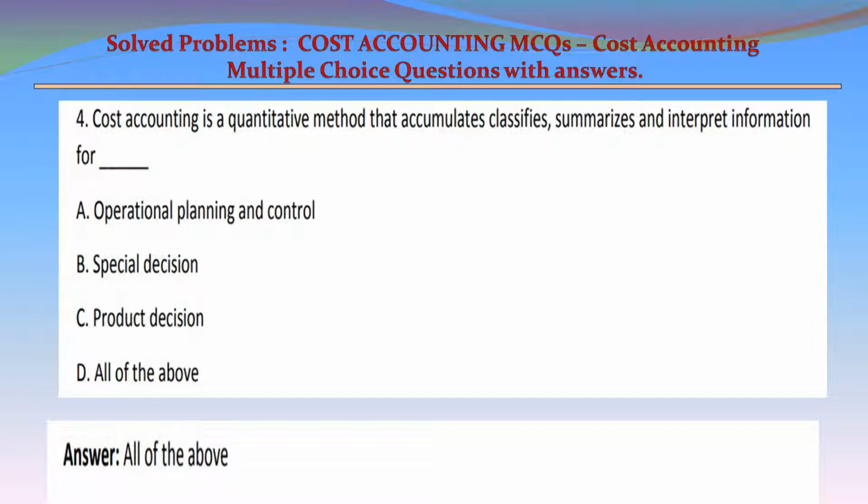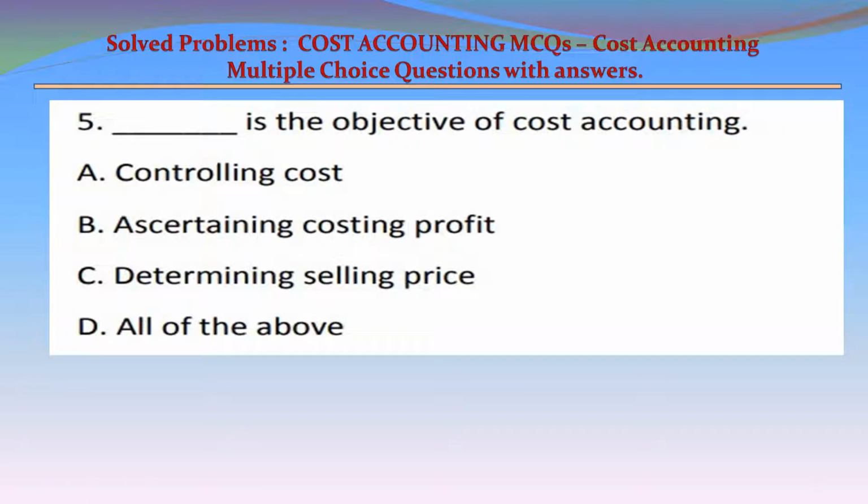Answer D. All of these. 5. Dash is the objective of cost accounting. Options A. Controlling cost. B. Ascertaining cost of profit. C. Determining selling price. D. All of the above.